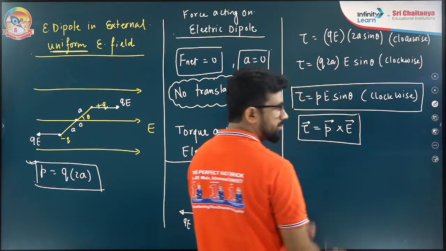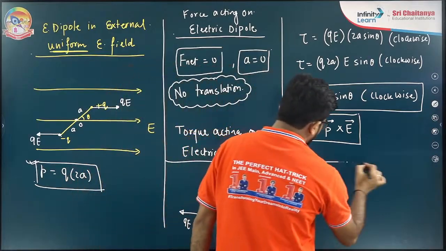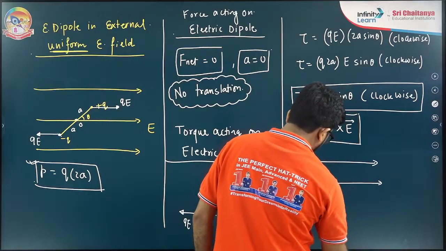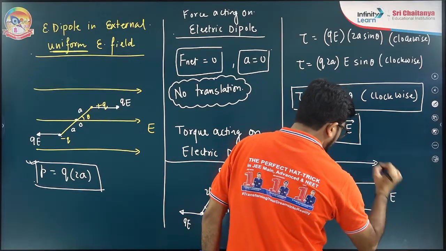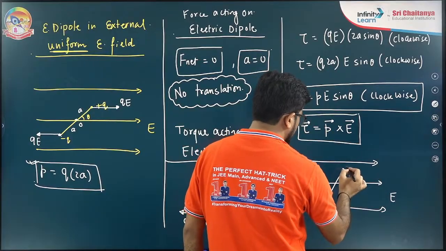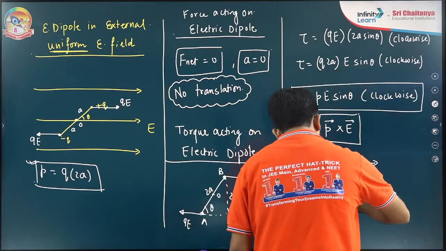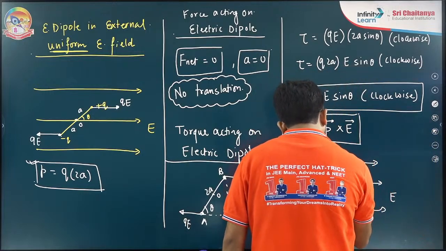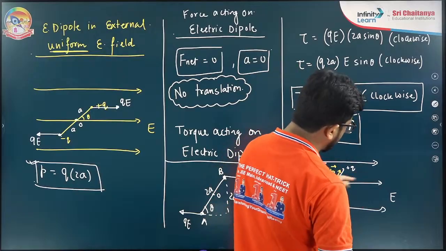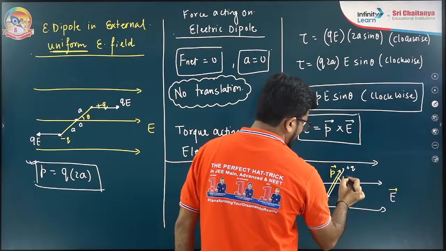I am proving it also, you will understand it. Listen carefully. This was the field, and this was the dipole, beta. Minus Q, this is plus Q. If you see carefully, this was the dipole direction. This is P, this is E. That means this is the direction of E, this is P, and this angle is theta.